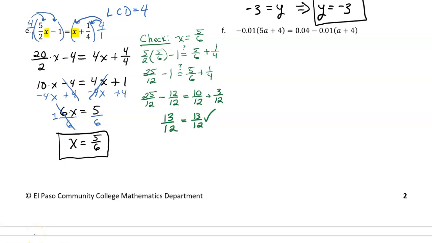NCBM 0324, Section 1.2, Solving Linear Equations in One Variable, Part 5.